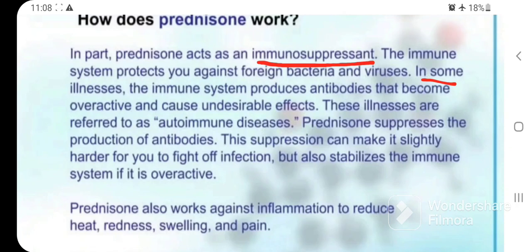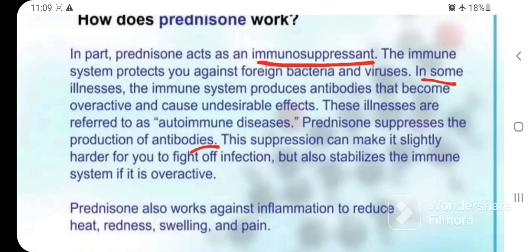Autoimmune disease means your immunity will kill your own healthy cells. This killing of your own healthy cells is prevented by steroids. Remember this simple point: prednisone suppresses the production of antibodies. If there are no antibodies, there is no autoimmune excitation.